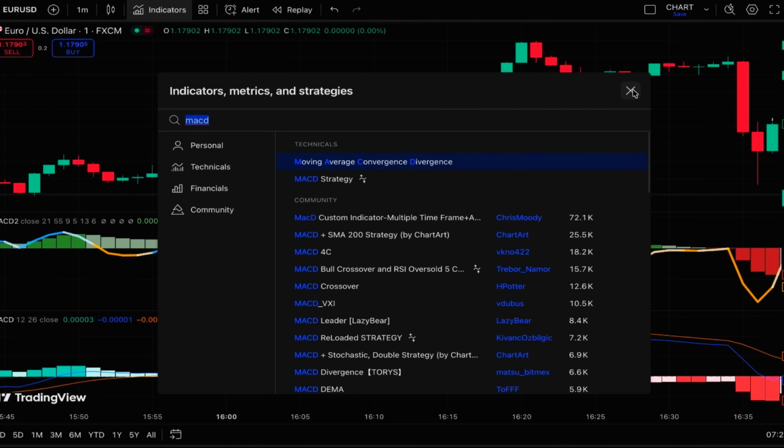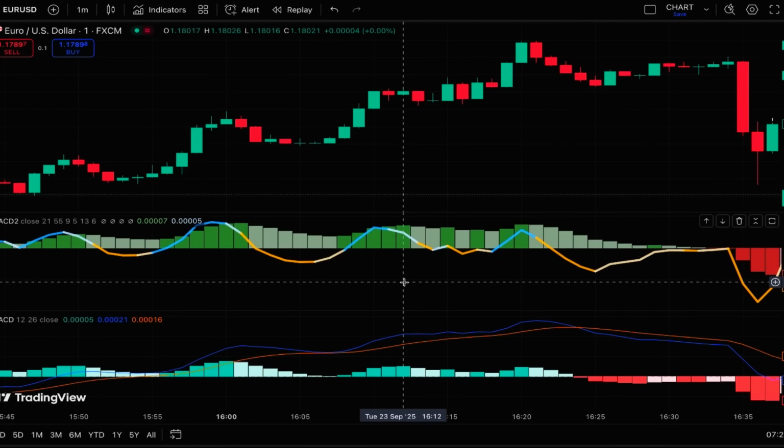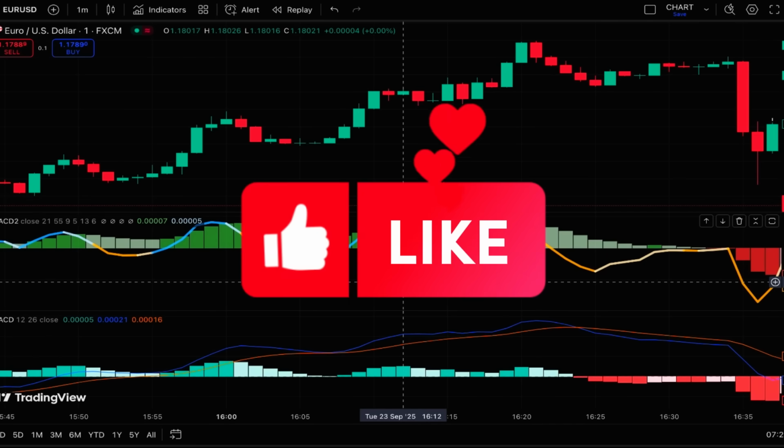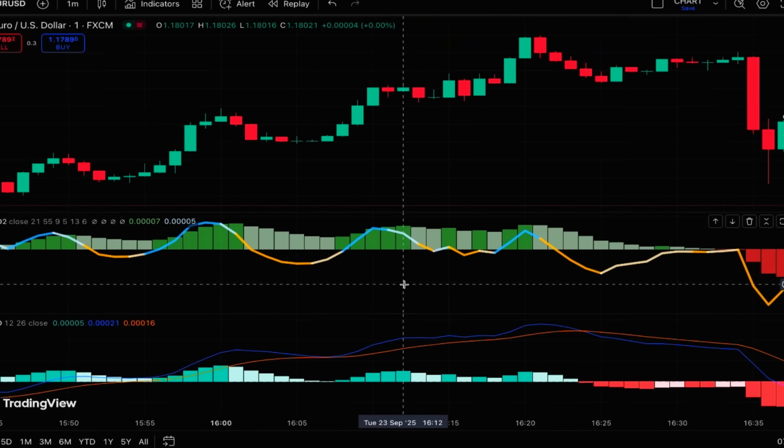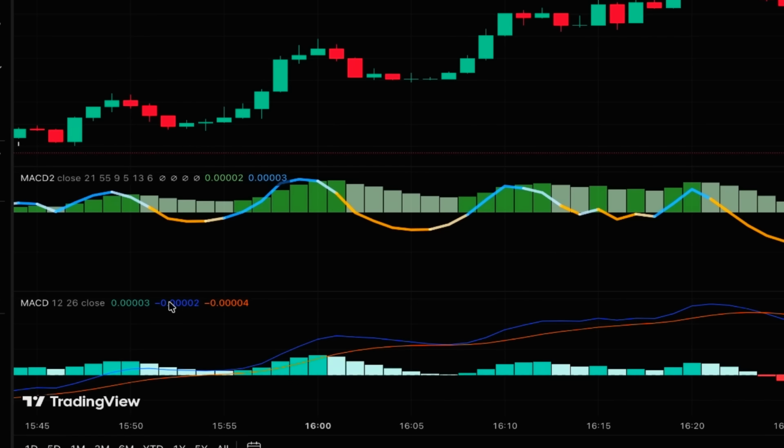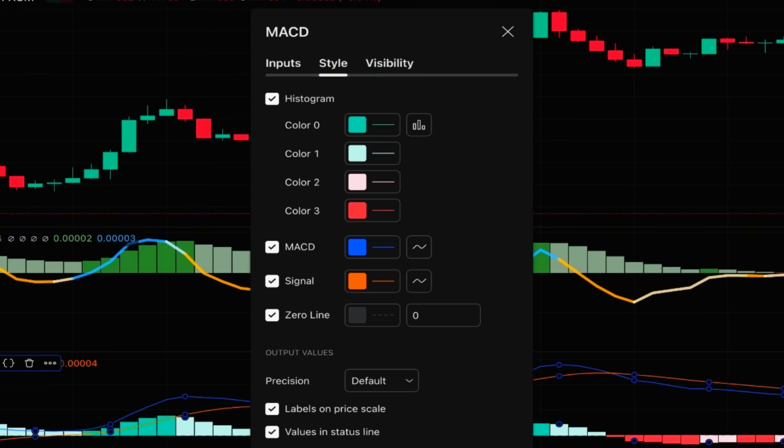Alright, now we have 3 MACDs on our chart, but we need to give them some special settings and combination that make them very powerful and accurate for finding momentum changes in the market, so you can find high probability buy sell signals.